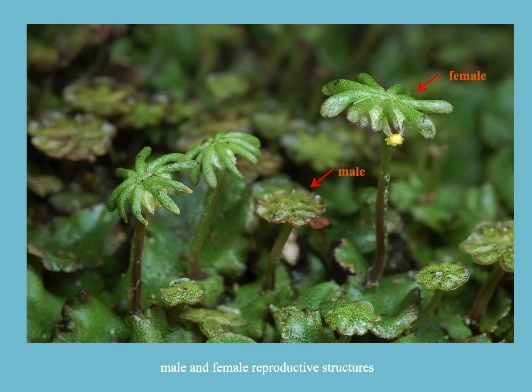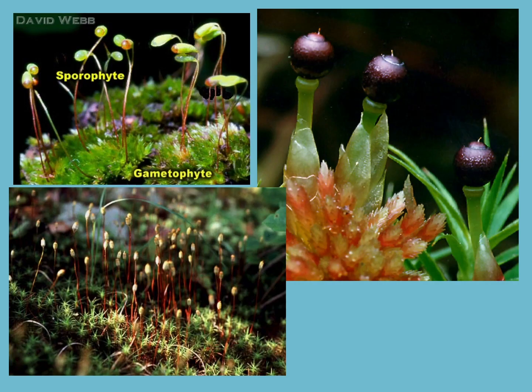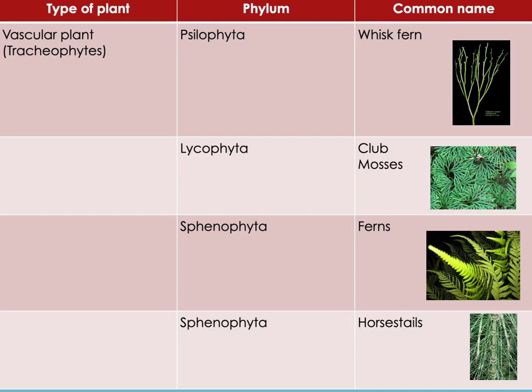This picture shows the male and female reproductive structures on the mosses, and here are the structures of the sporophyte and the gametophytes. Vascular plants, also known as tracheophytes, form a large group of plants defined as land plants that have lignified structures. That is also known as the xylem, for conducting water and minerals throughout the plants. They also have a specialized non-lignified structure called phloem to conduct products of photosynthesis.